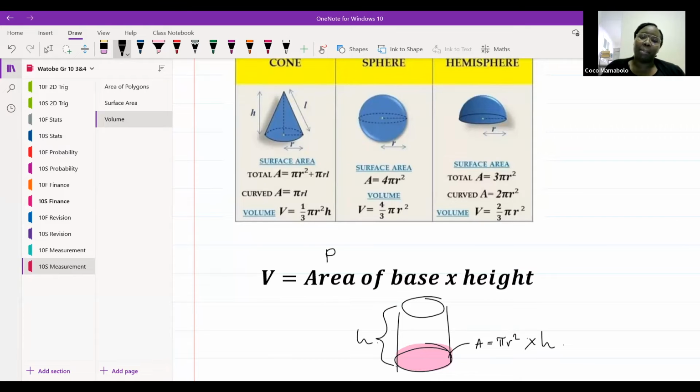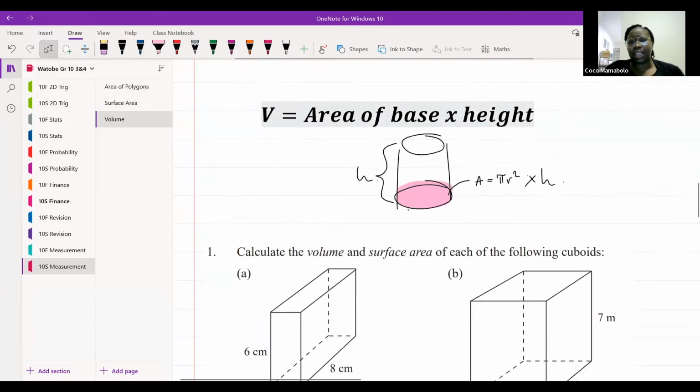If we've got prisms, only if we have prisms. If we get things like pyramids and the such, I will show you guys what we need to do in those instances, and I'm going to give you the formulas when we start looking at those. All right, without further ado, let's start with something a little simple.